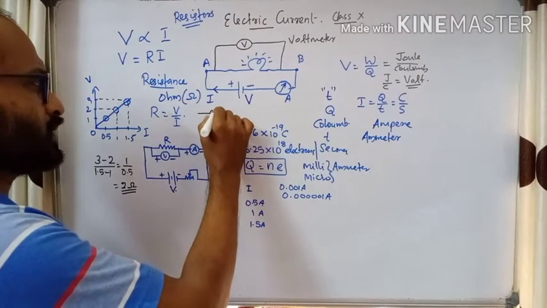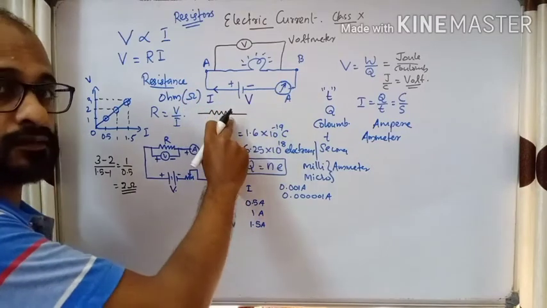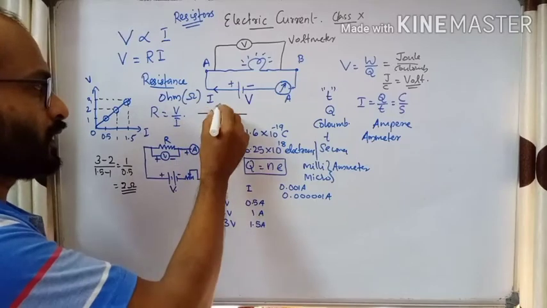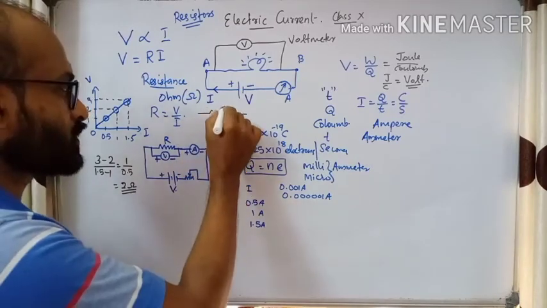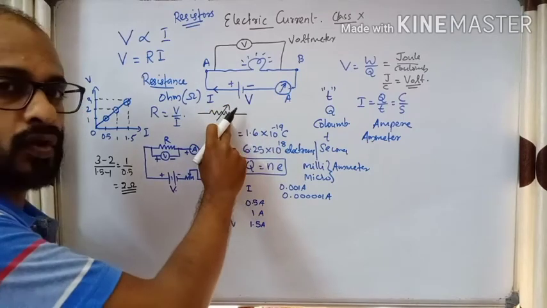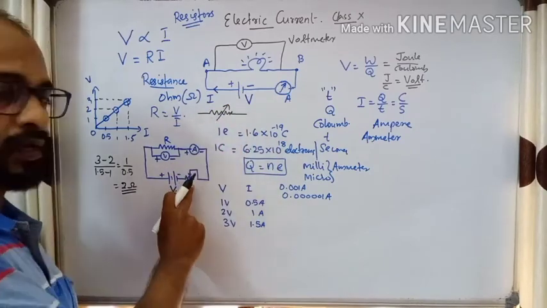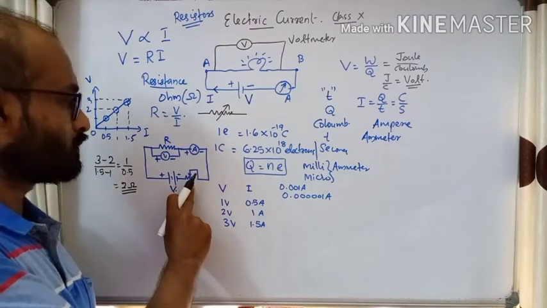A symbol of resistor is like this. This is a fixed resistor. Now we have learned that there are different types of resistors. If you want to vary the resistance, what will we use? This is the symbol called variable resistor, or we can use a rheostat. This is the symbol of rheostat.